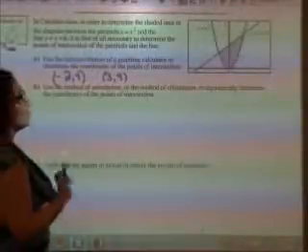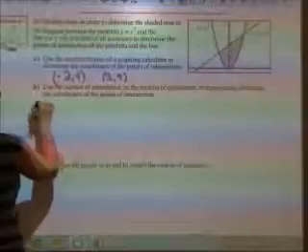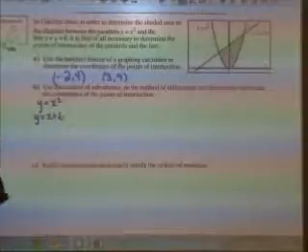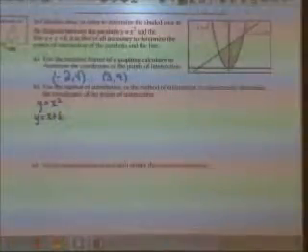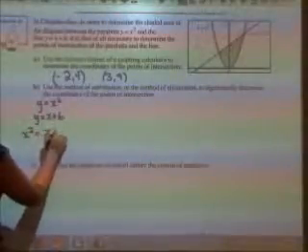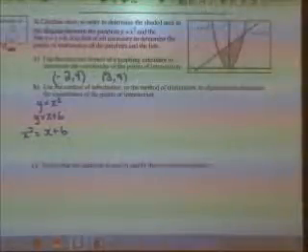The next part says, use the method of substitution or the method of elimination to algebraically determine these coordinates of intersection. If you remember from last year when we were solving equations by elimination and by substitution, I have that y equals x squared, and I have that y equals x plus 6. Well, if y equals x squared and y equals x plus 6, I can conclude that x squared has to be equal to x plus 6. That becomes my substitution.